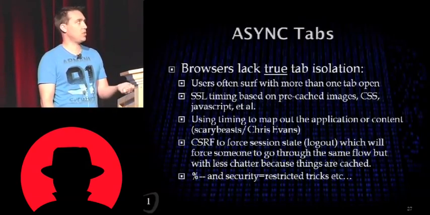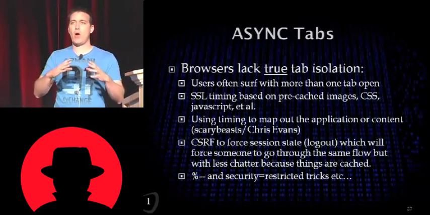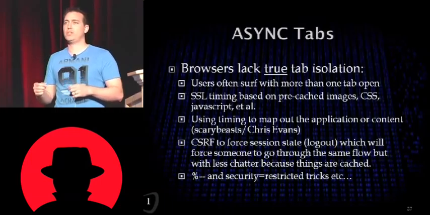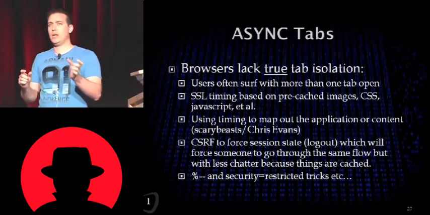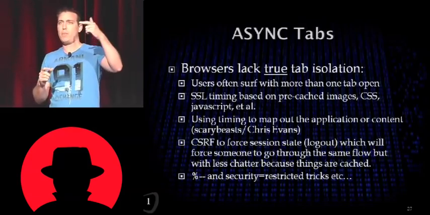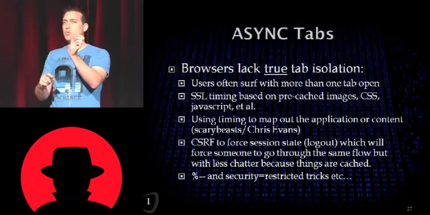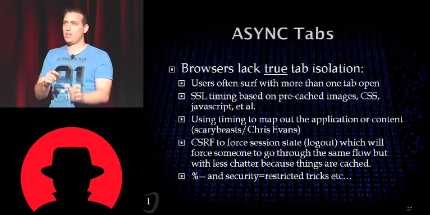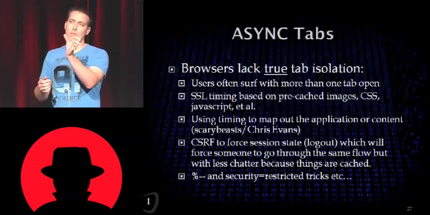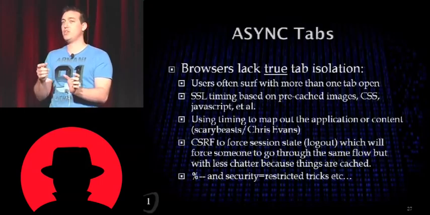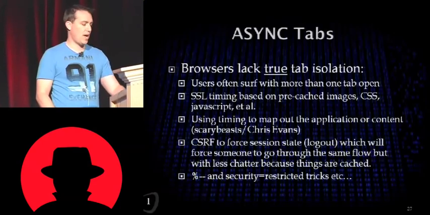So one thing you can do is SSL timing based on pre-cached images. Figure out how long it takes them to render something. Chris Evans, a guy from Google, had a great write-up on this. He basically said if you have a bunch of images, let's say an image, and you make a bunch of requests to it over and over again, well, if the first time was really fast, and it's comparatively always fast, then you know that they visited before. But if the first time is slow and the next bunch of times are really fast, then you know they haven't been there before. So you can sort of figure out where they've been on the site.